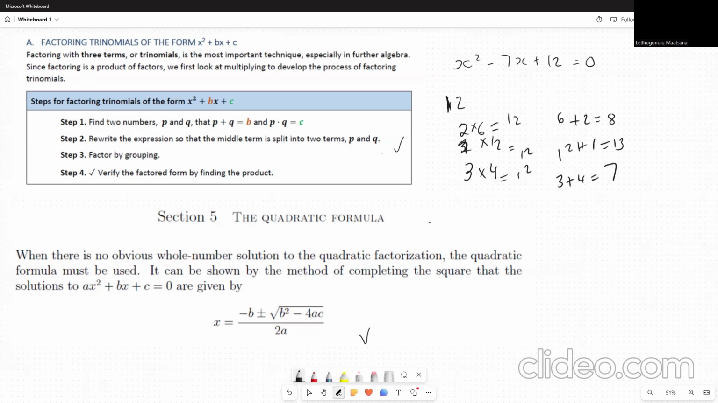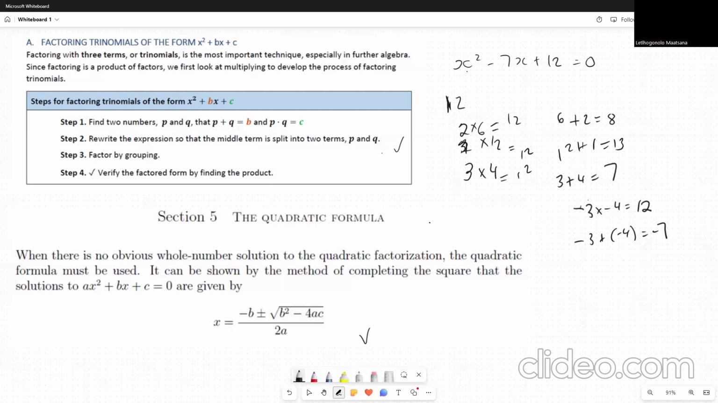But we're not looking for a positive 7, we're looking for a negative 7. So we can use negative 3 multiplied by negative 4 to get a positive 12, and negative 3 plus negative 4 to give us a negative 7. So for us, P and Q would be negative 3 and negative 4. Then they say write the expression so that the middle term is split into two terms, P and Q, and factor by grouping.